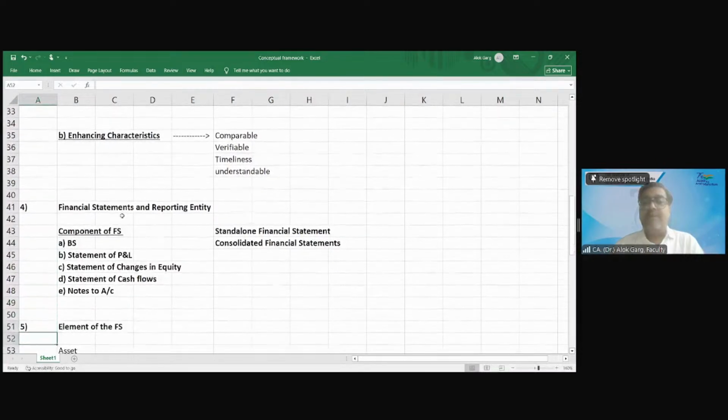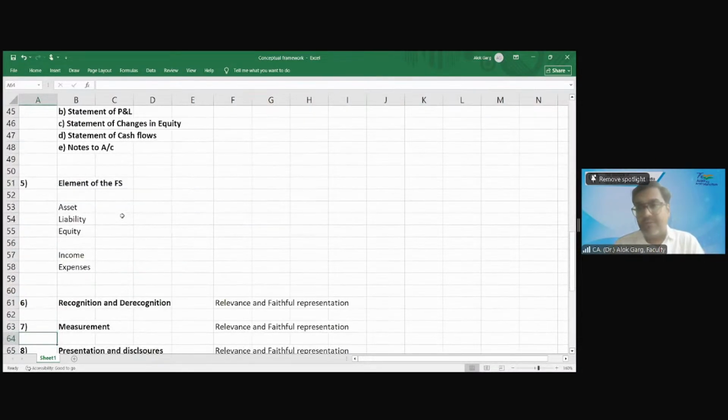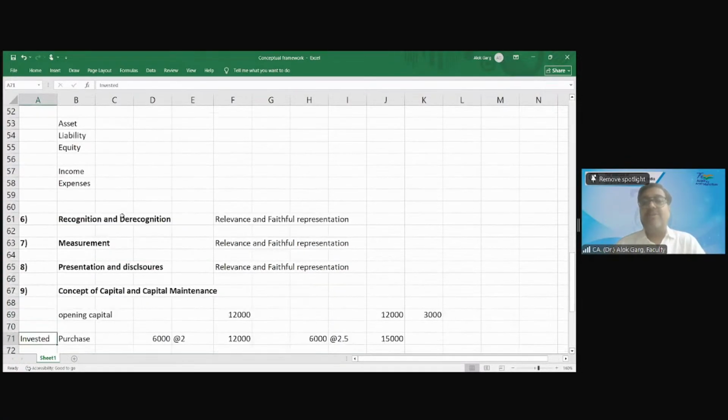Then we spoke about financial statements and the reporting entity. Then we also talked about the elements of the financial statements. It is defined in the conceptual framework. We talked about recognition, derecognition, measurement basis, historical cost, current cost, which is fair value, value in use, presentation and disclosure, and all these aspects are on the basis of relevance and faithful information. It depicts the relevant and faithful representation of the information.